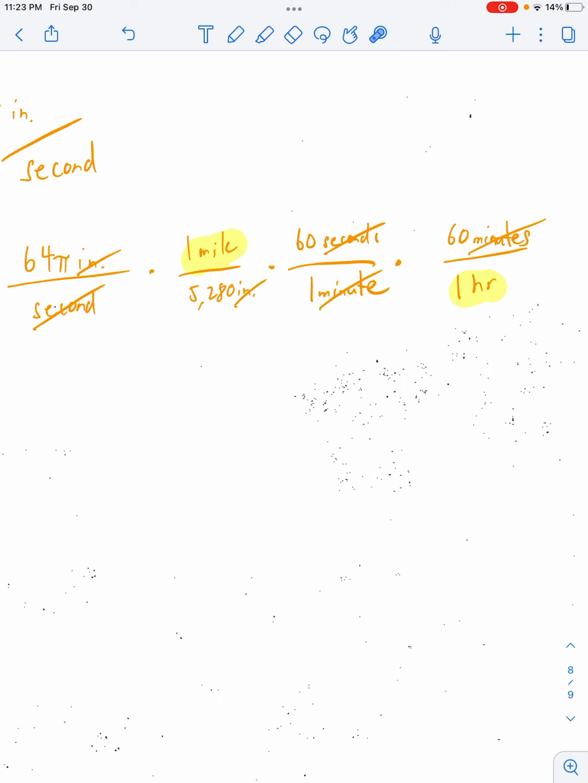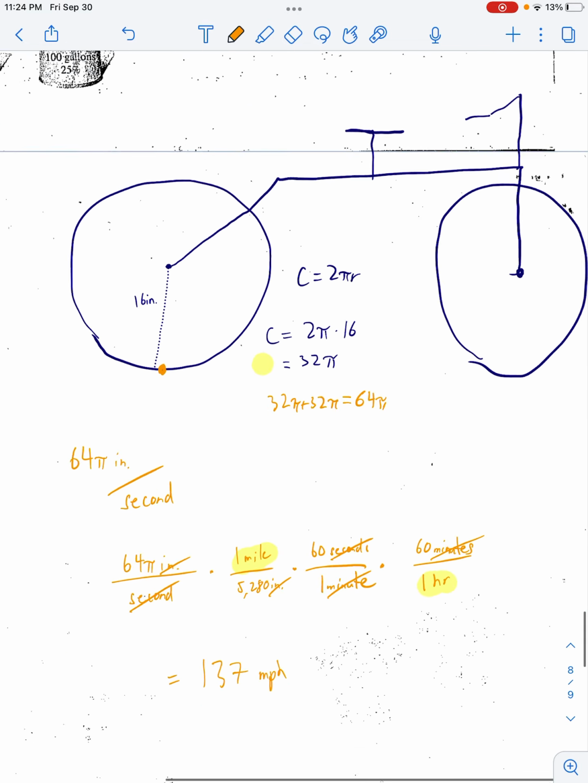And so then we just do 64 pi divided by 5,280 because it's in the denominator, times 60 because it's in the numerator, times 60 again because it's also in the numerator. So this is going to equal, let me get my calculator out. So we have 64 pi divided by 5,280 times 60 times 60. All right. Okay, good. So I came up with 137 miles per hour. Okay, that's really fast.